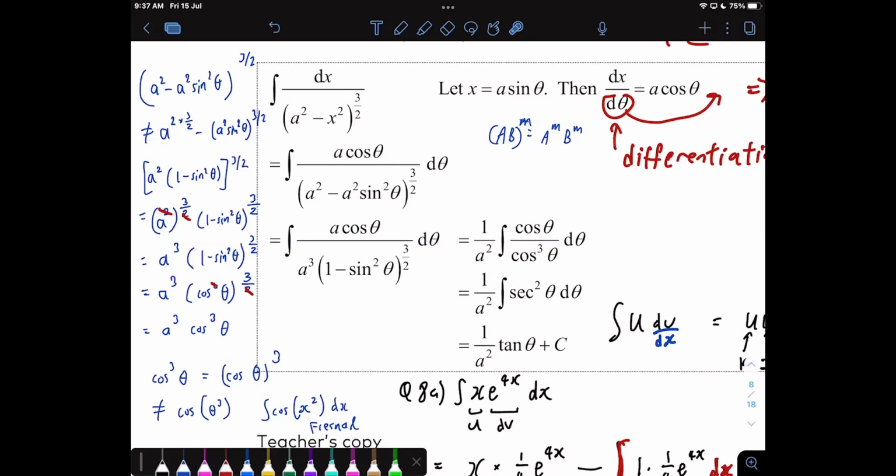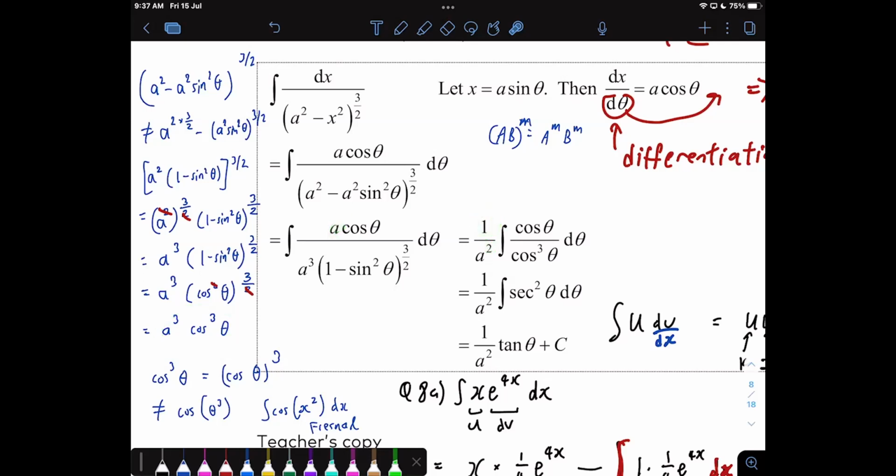Sorry, you got a question? No? Okay, great. Then here, this is the denominator only, a cubed times cos cube. But how come here is a square? What happened? How come cube becomes square? A got cancelled off, right? I thought it's a cube cos cube, from the a cos theta, the numerator.